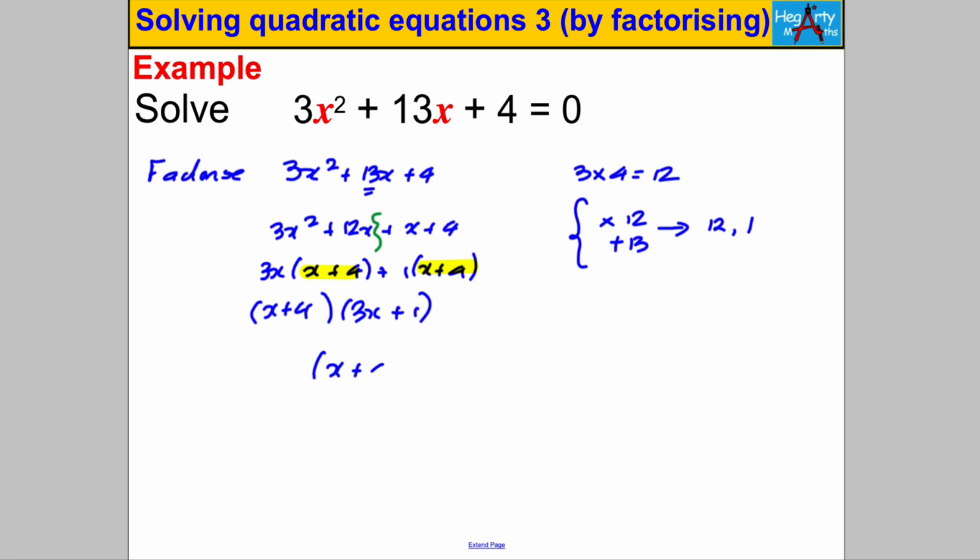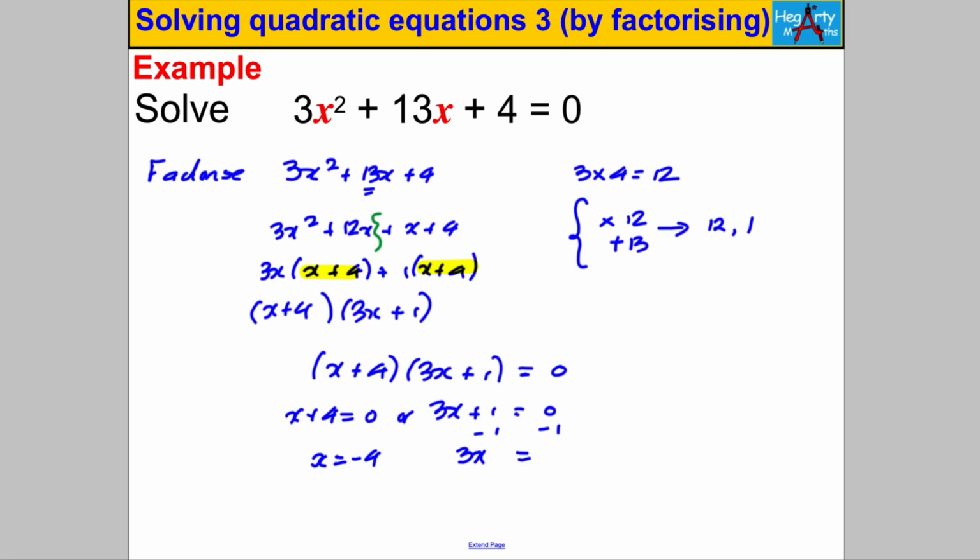Therefore we know we can write x add 4, 3x add 1 must be equal to 0. So therefore either the first expression is 0 or the second expression must equal 0. They're the only two options. Subtracting 4 from both sides, x is negative 4 as an answer here. Subtracting 1 off both sides, we'd get that 3x is negative 1. Dividing both sides subsequently by 3, we get that x is negative a third. And there are our answers. x is therefore negative 4 or x is equal to negative a third.